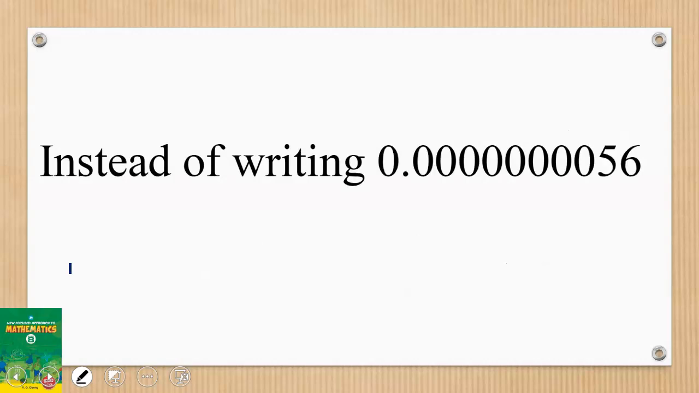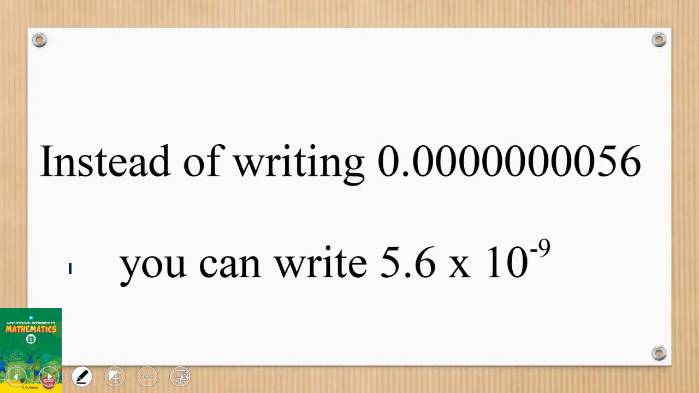Or instead of writing 0.00000056, that is quite long to write, or a quite small number, which we can say is approximately zero, but we need it for calculation's sake, we can simply write 5.6 times 10 to the power negative 9. We'll come back to how to write this as that. So when we talk of scientific notation, that's all we are trying to say: writing a huge number or a small number in the simplest form.